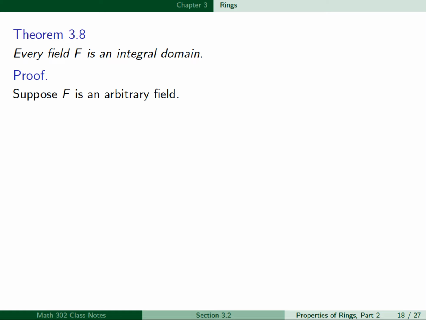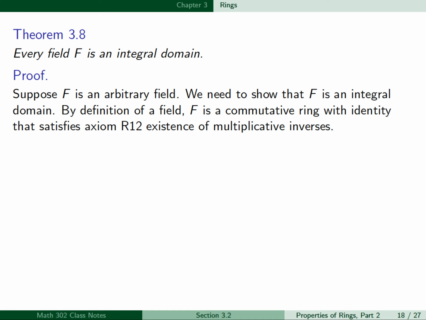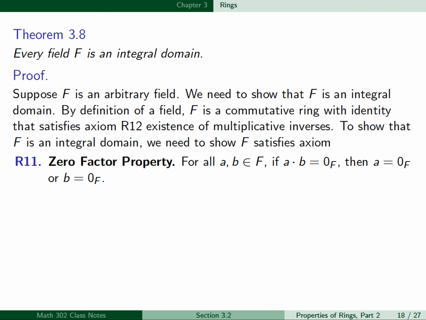So to prove this, we'll suppose F is an arbitrary field. We then need to show that F is an integral domain. Now by definition of a field, F is a commutative ring with identity that satisfies axiom R12, the existence of multiplicative inverses. To show that F is an integral domain, we need to show that F satisfies axiom R11, the zero factor property. So for all A, B in F, if A times B is 0, then A is 0 or B is 0. So we need to prove axiom R11.